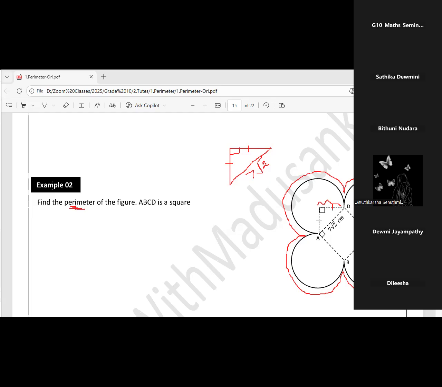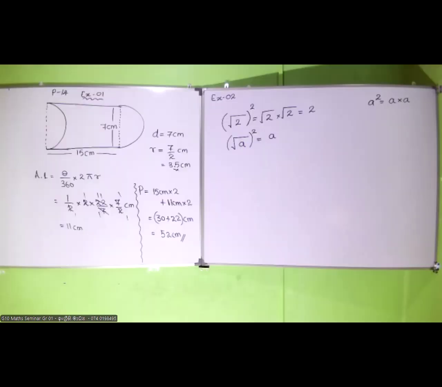Can anyone tell me what theorem we are going to use here? There is a special theorem. Alright, Nilanya is trying to say Pythagoras theorem. Okay, yes. We are going to use the Pythagoras theorem, and we have to use the tip that I have given also. So this is the tip.